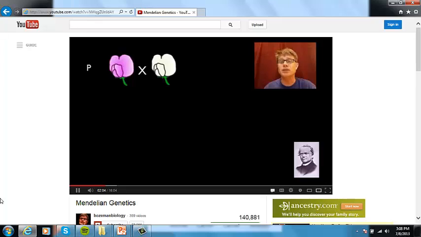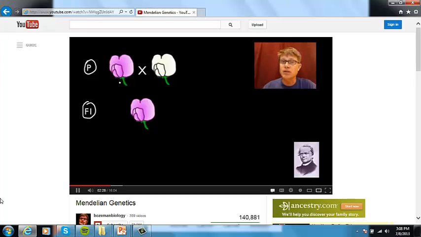And so this is what Mendel did. He crossed purple flowers with white flowers, and he got purple flowers. Now, a few things that you should know. The first cross in any genetic cross is called the P cross, or the parental cross, and the offspring of that are called the F1, or the filial one.